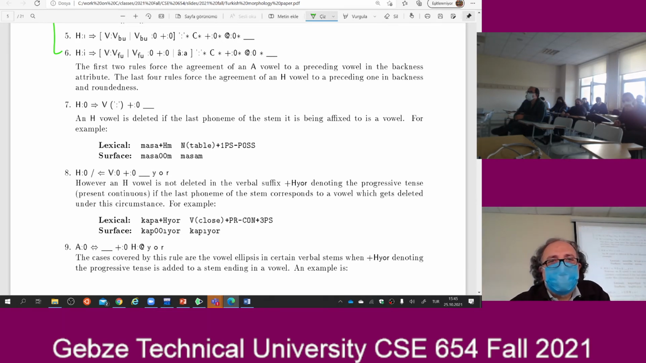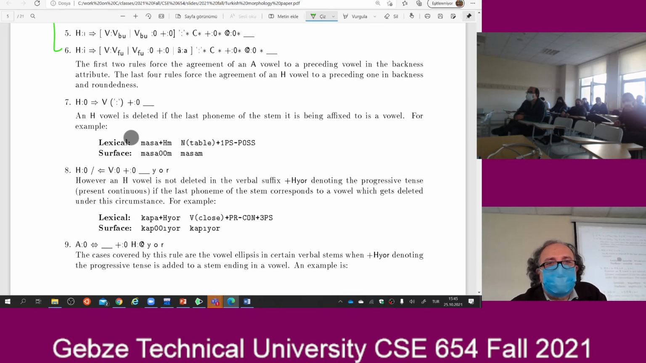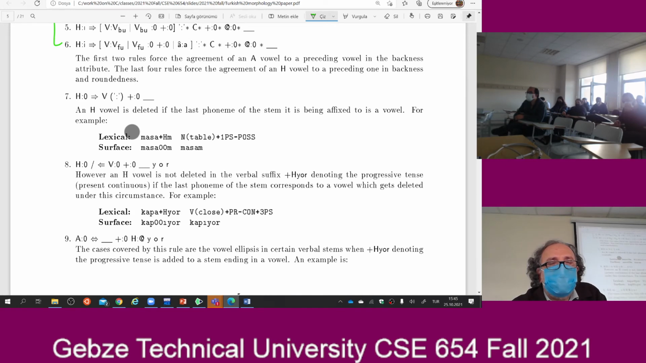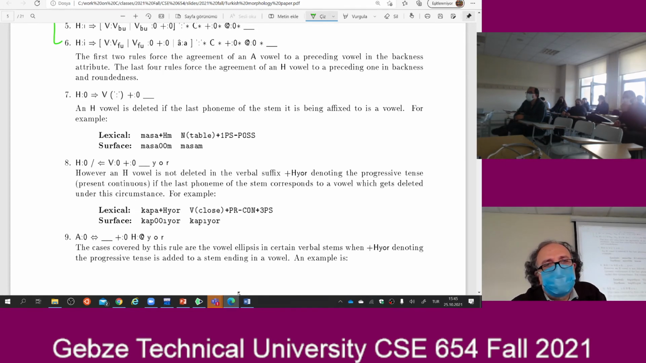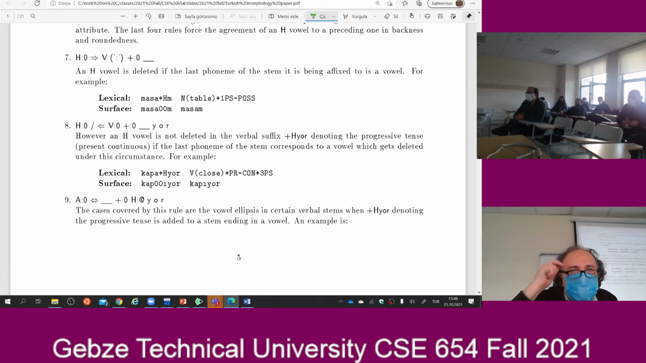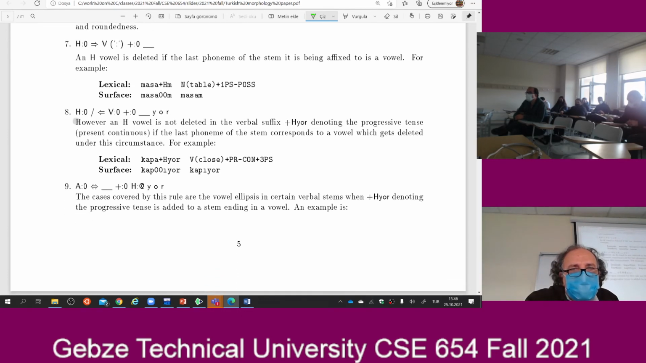This is like the dropped E rule, or the addition of the Y rule in English. When you add this, you have to add H and get rid of it. U, E, U goes away. Okay, on the surface I have this one. And this is an exception. What does it say? However, H vowel is not deleted in the verbal suffix yor.